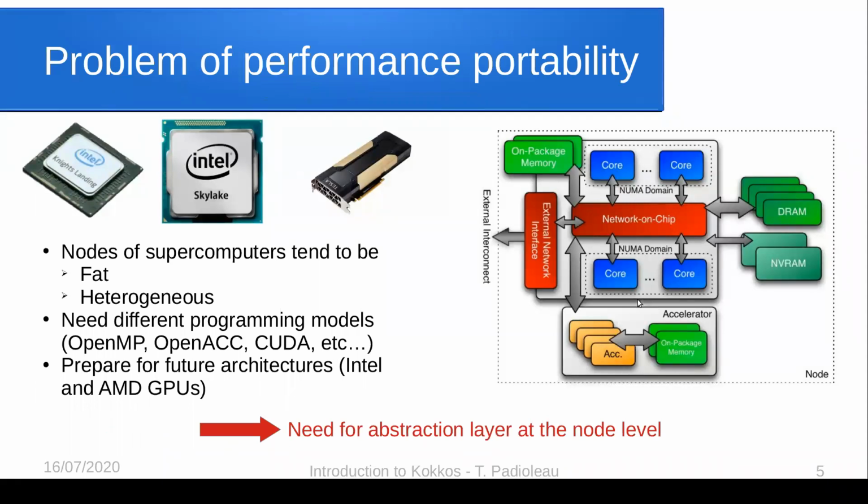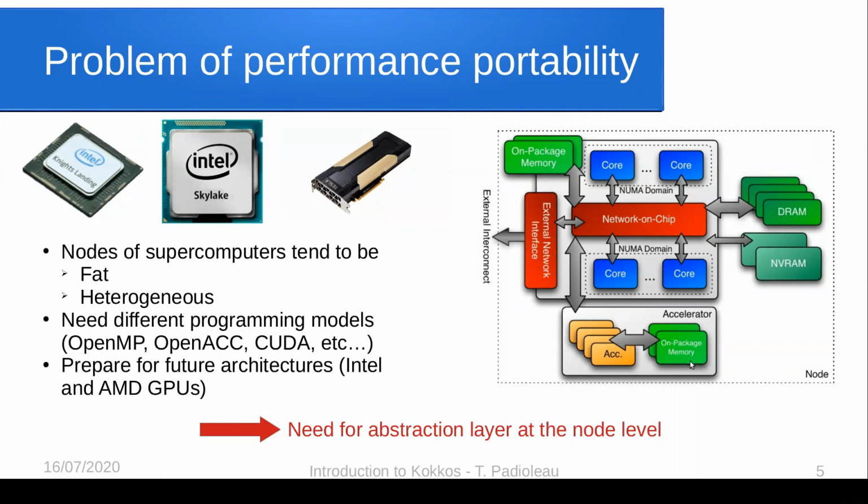So among this diversity, we can see some trends among supercomputers: the fact that nodes are getting fat and heterogeneous. If we have a look at the drawing on the right-hand side, we have a chip which is made of many cores. These cores communicate between each other using a network on chip. This chip has on-package memory, and may have a usual central memory. To this chip can be added accelerators, which also have their own on-package memory.